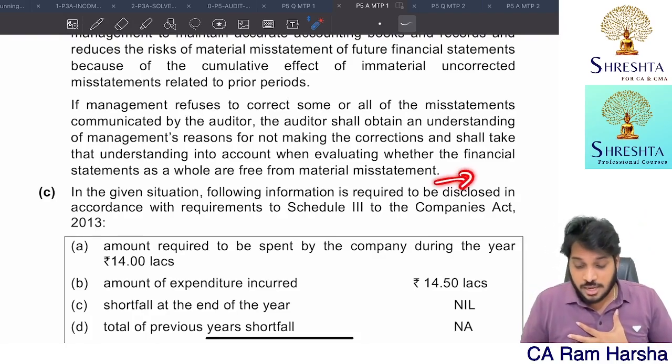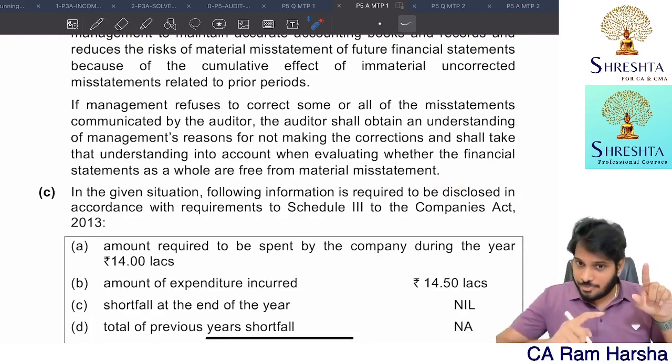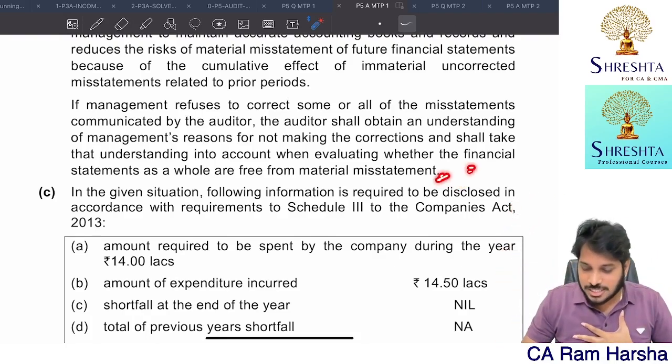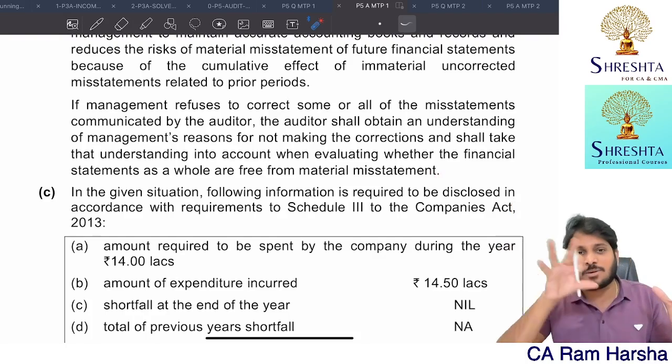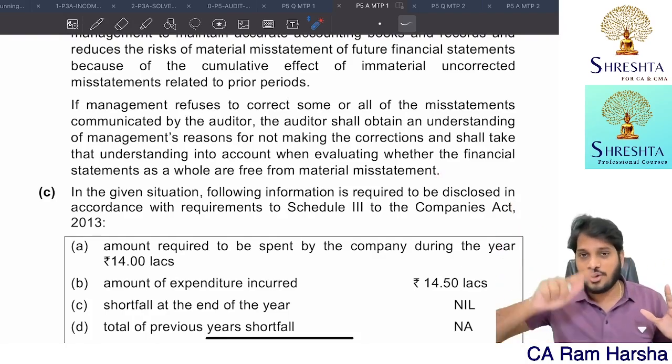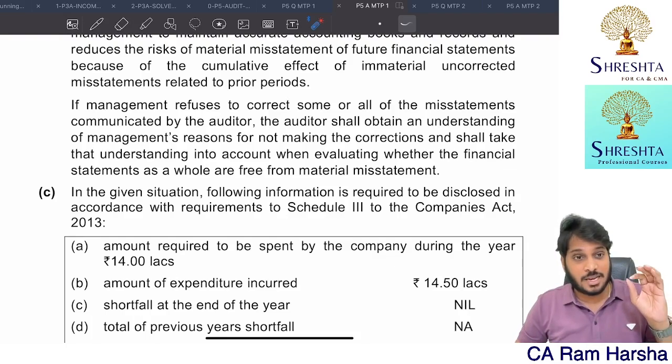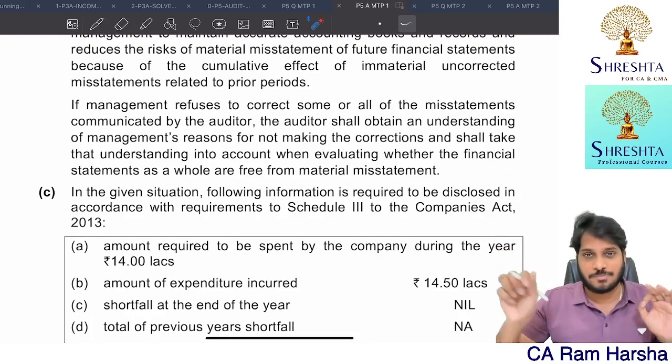If you think the misstatement is material, then come to 705. But under 450, you just have to evaluate the impact of the misstatement on the financials. That's it. Now, when you come to 705, it discusses that if the auditor has ultimately identified that the financial statements are materially misstated, which opinion to give. 705 decides. Be able to understand.